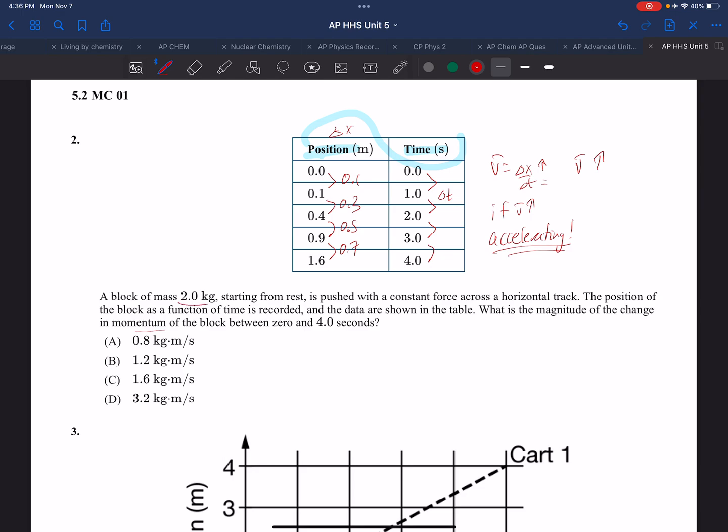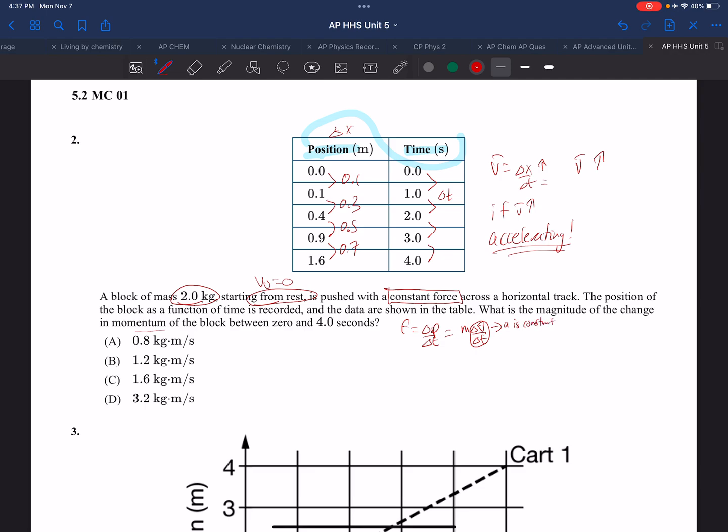So now we're told there's a 2 kilogram mass starting from rest, so v0 is 0. It's pushed with a constant force, and of course, constant force is the rate of change of momentum, and the change in momentum is m delta v over delta t. So in this case, the mass would stay constant, and so if the force is constant, the rate of change of momentum is constant, the mass is constant, the delta v over delta t is constant. So that means the acceleration is constant.